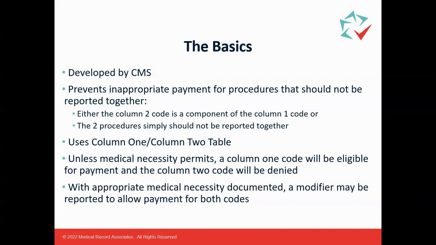Unless medical necessity permits, a column 1 code would be eligible for payment. The column 2 code then would be denied as being included. With appropriate medical necessity documented, a modifier may be reported to allow payment for both codes in some circumstances, and we'll go through some of those.